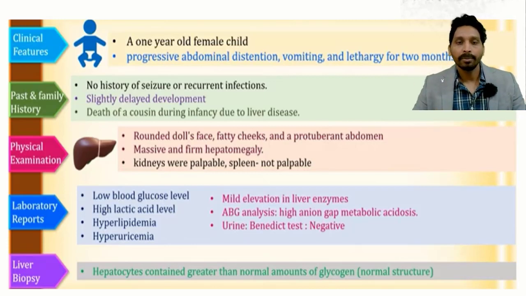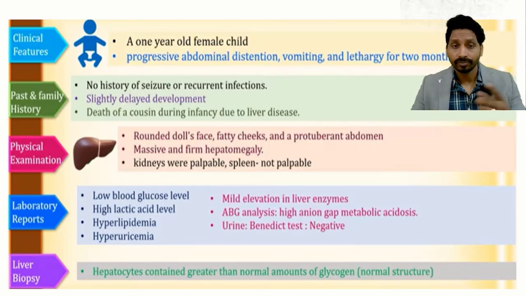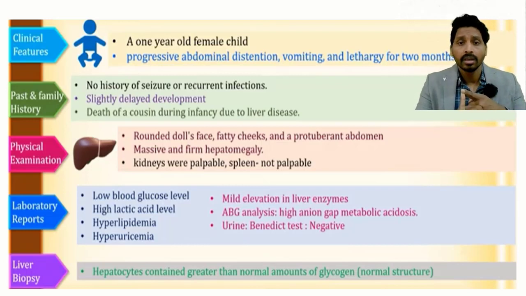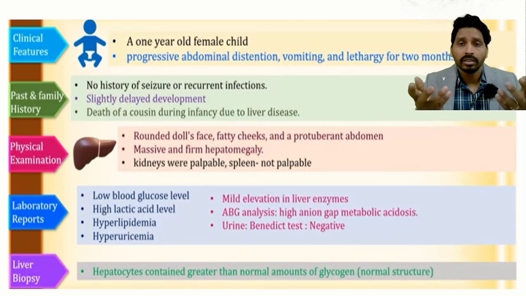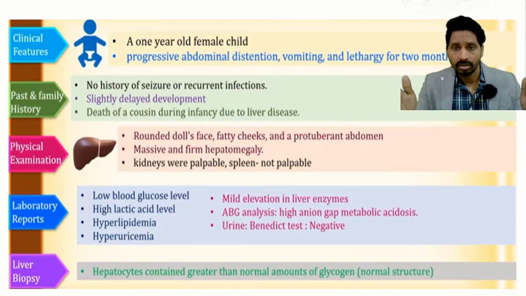So what are the key points here? Round doll face and fatty cheeks because of hyperlipidemia, so there is accumulation of fats in the outer extremities, right, and a protruded abdomen, as glycogen is accumulated in the liver cells, so there is a bulging of the liver, which leads to hepatomegaly, right. Kidneys were palpable because of the hepatomegaly. So it is a clear-cut case of von Gierke's disease.